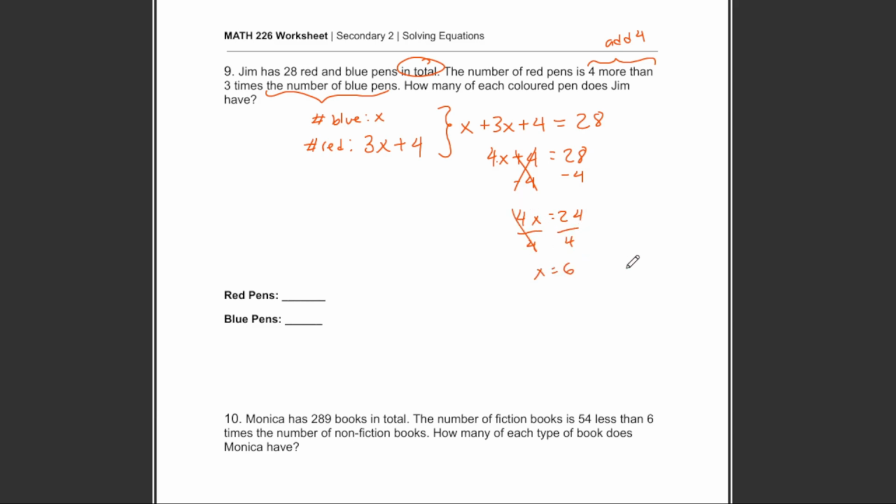Now, a lot of people got to this step and went, I don't know what to do now. X equals 6. Does that 6 go here? Does that go here? I don't know, right?